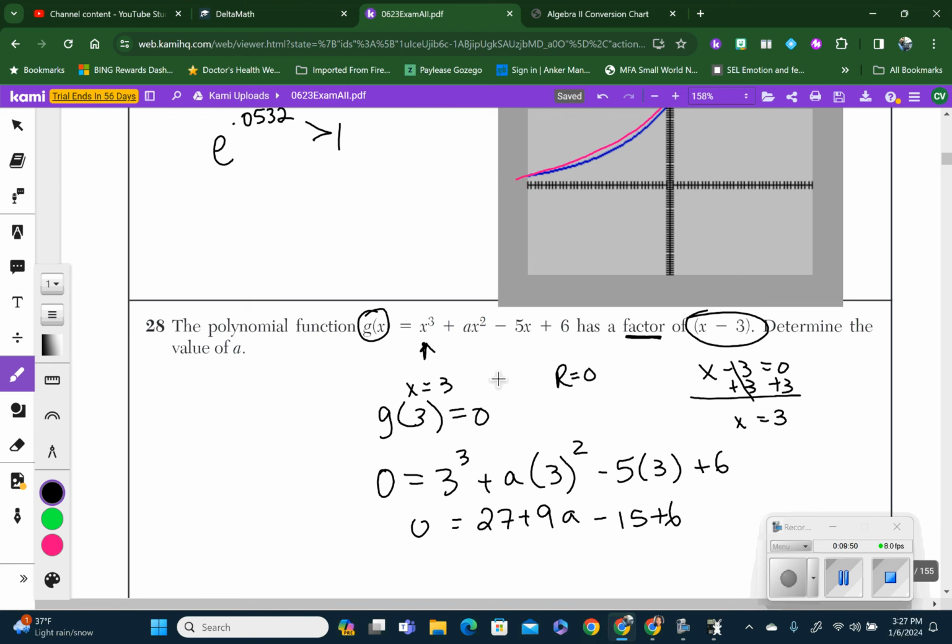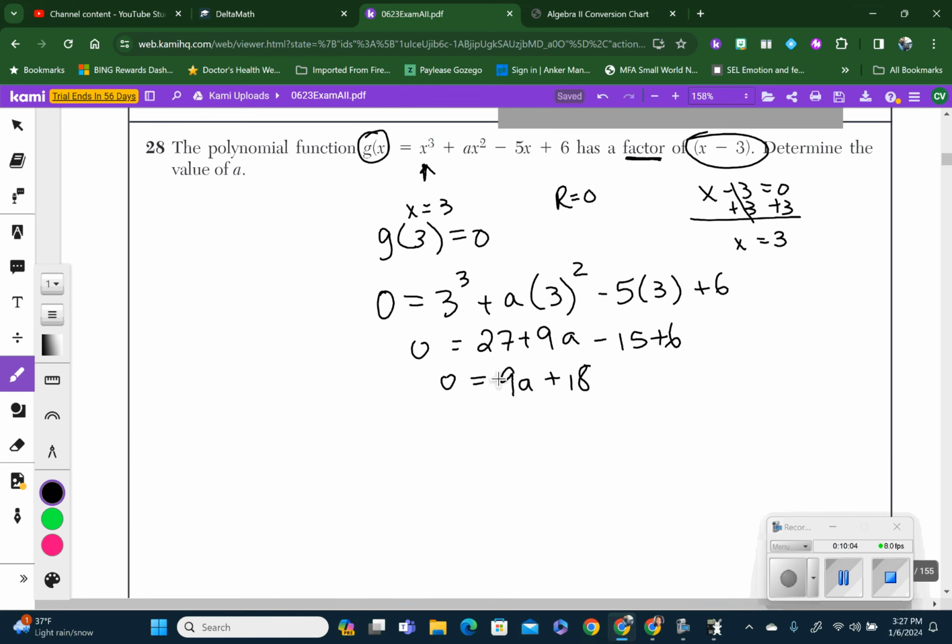So when I solve this right here, I get 9a, right? And then this is going to be plus 27 minus 15 plus 6, which is going to give me 18. So I set this side equal to 0. Subtract 18 from both sides. You know how to do this. You should be able to handle this right now. So 9a equals negative 18. Divide both sides by 9, and I get a equals negative 2.